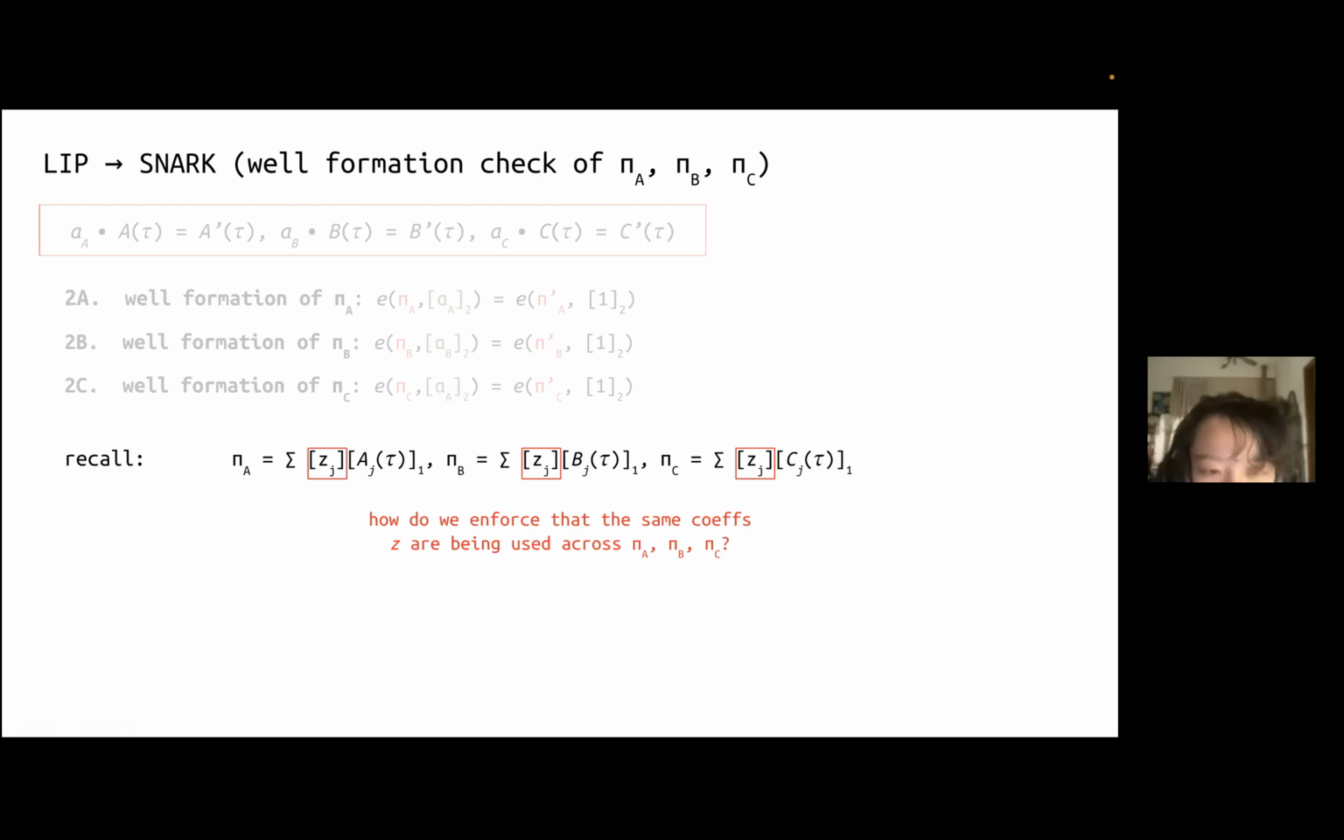So now the next thing we want to check is consistency across pi A, pi B, and pi C. So each of them are well formed. Each of them, we're convinced, now uses the correct column commitments. But we also want to check that each of them use the same coefficients in this linear combination.